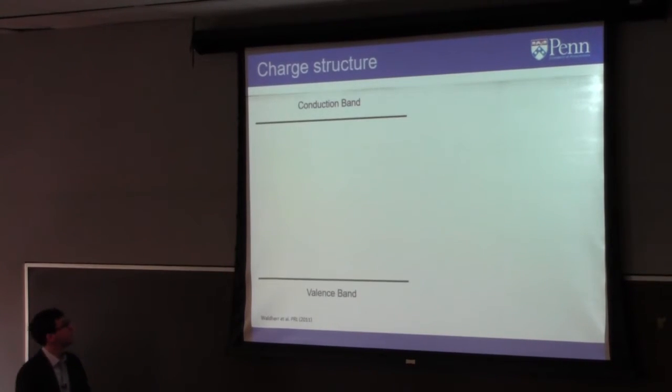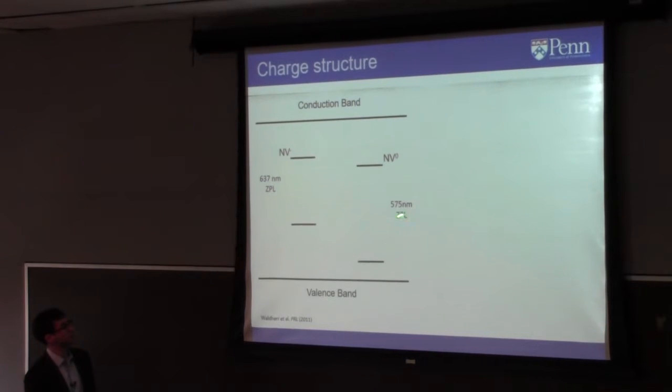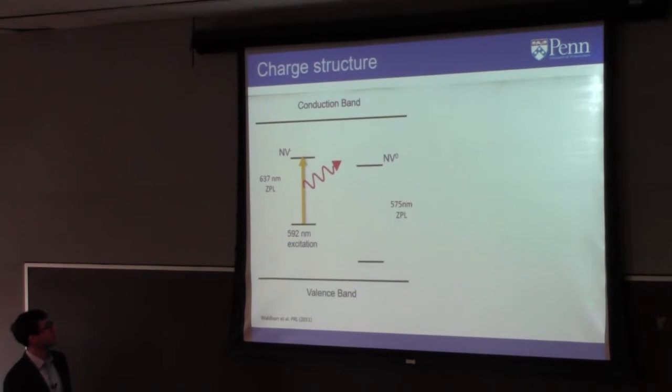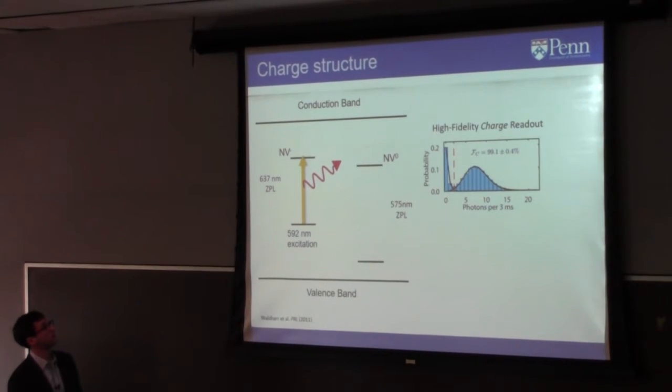And I'm going to go back to something I said that was actually a problem, and it's the charge structure. So the negative charge state, which is the one that has all the nice properties, has a zero photon line of 637. That's the longest wavelength we can excite the center with. But there's also the neutral charge state, which has a blue shifted zero photon line. And the nice thing about this structure is that we can choose a wavelength in between 637 and 575. And if we detect photons, we know it had to come from NV-. So this is a way of determining the charge state reliably, and we can actually do it very well.